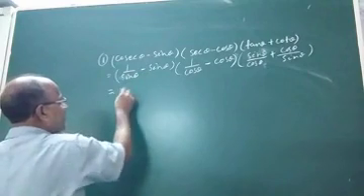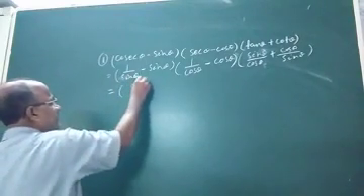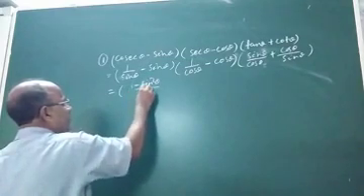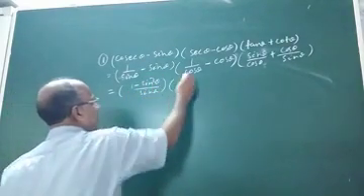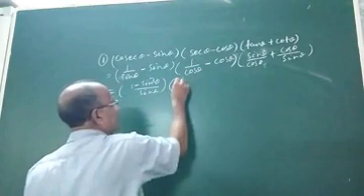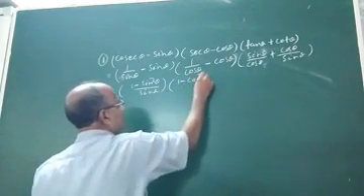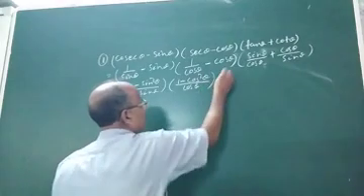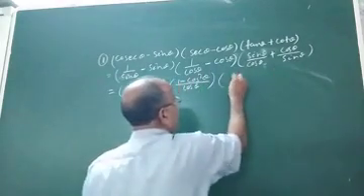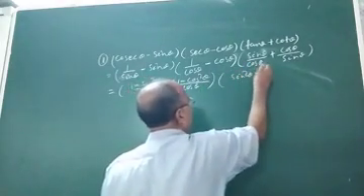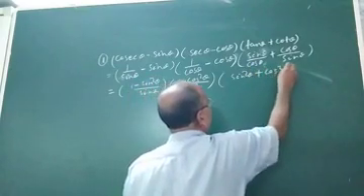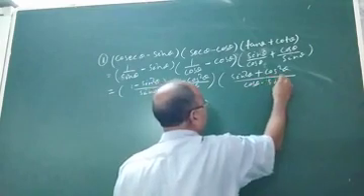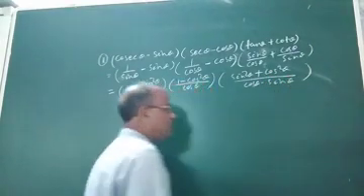The next step will be you take the LCM. If you take the LCM, it will be (1 minus sin square theta) by sin theta into, again you take the LCM in this bracket, (1 minus cos square theta) by cos theta, and again you take LCM here, it will be (sin square theta plus cos square theta) by the LCM, which will be cos theta into sin theta. Okay. Now, what will be the next step?